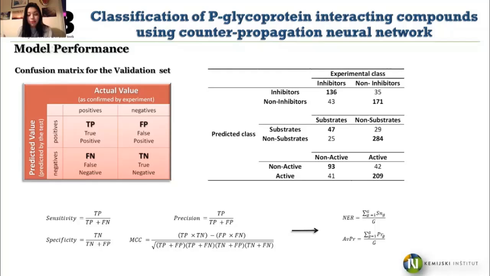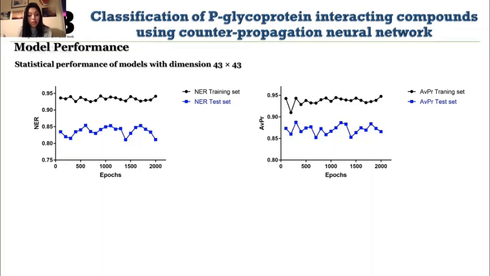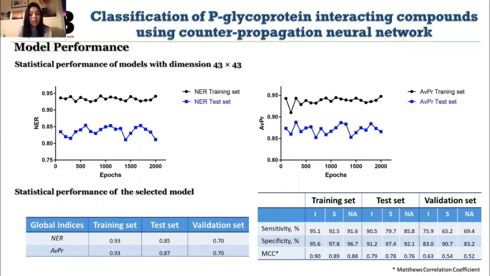The global performance of the model was evaluated using the non-error rate and average precision indices, while the performance of the model on each specific class was evaluated using the sensitivity, specificity, and Matthews correlation coefficient. So based on these indices, the model has a good classification performance. We can also see here in these plots the performance of the non-error rate and the average precision according to the number of epochs used in the optimization procedure.